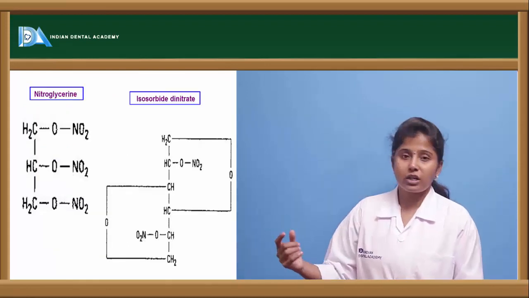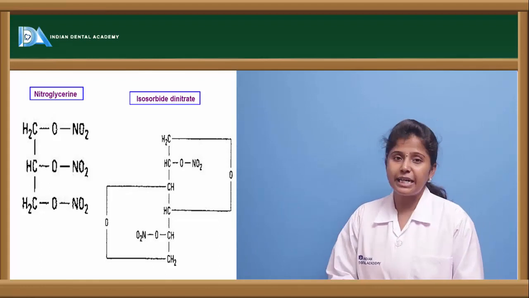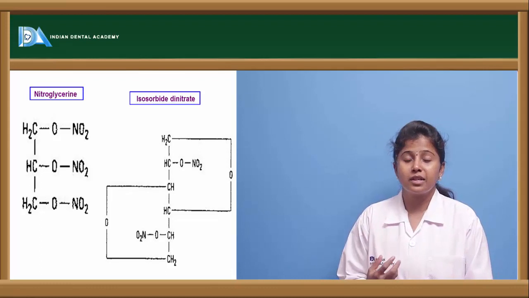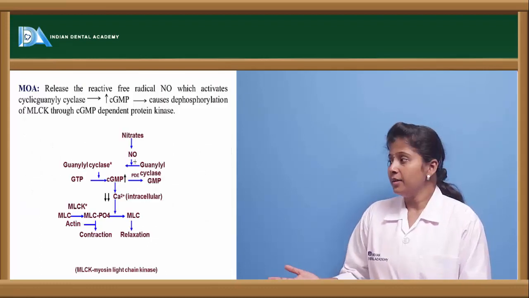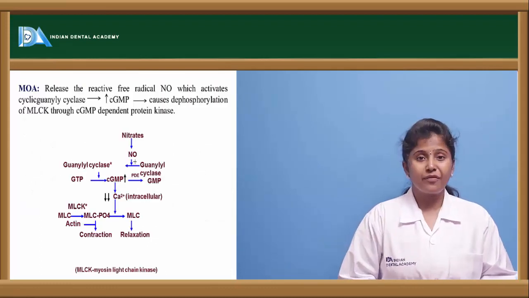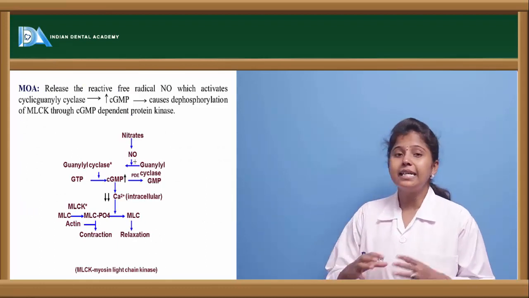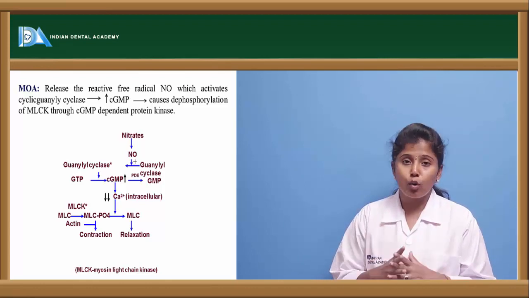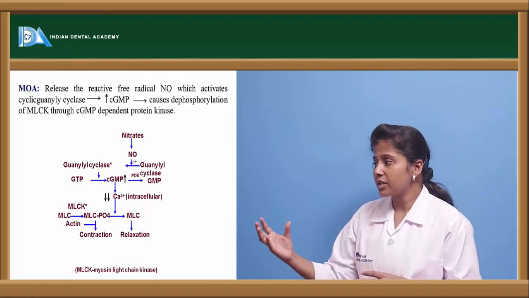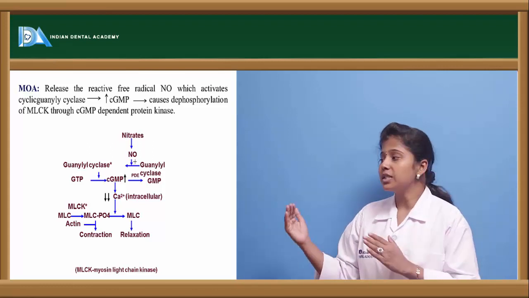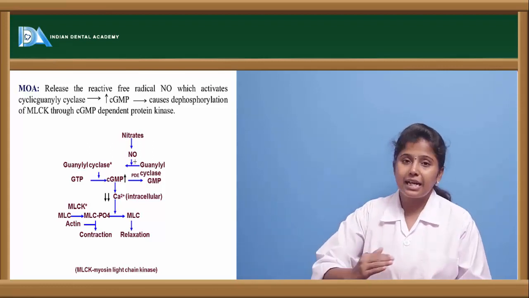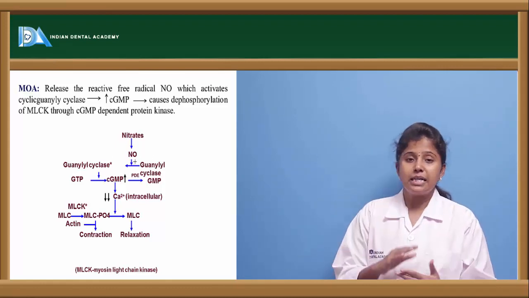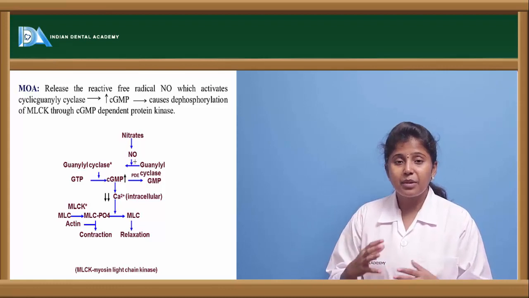If we see, this is the structure of nitroglycerin, which has a nitro group, NO2 group, in the structure, which is the main part showing the anti-anginal activity. Now the mechanism of action: the nitrates release NO, that is nitric oxide, from the nitrate structure. So what does this nitric oxide do? It activates guanylyl cyclase, which converts GTP to cyclic GMP, and the cyclic GMP levels are increased.